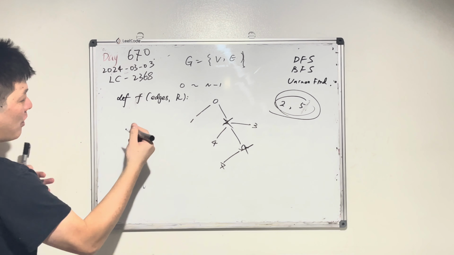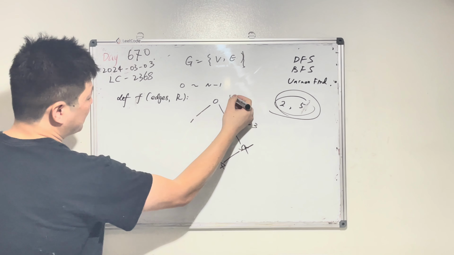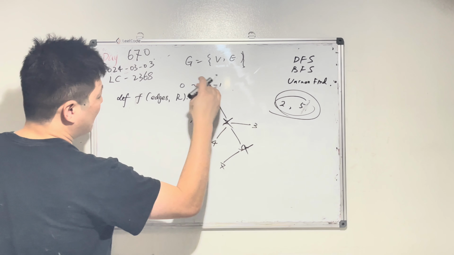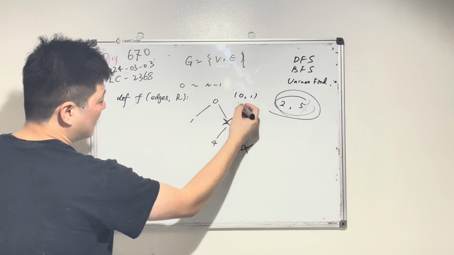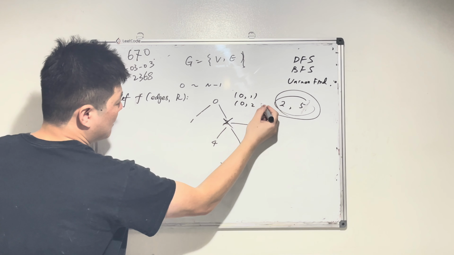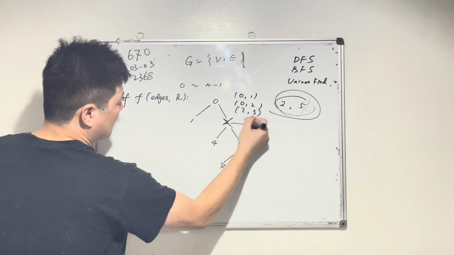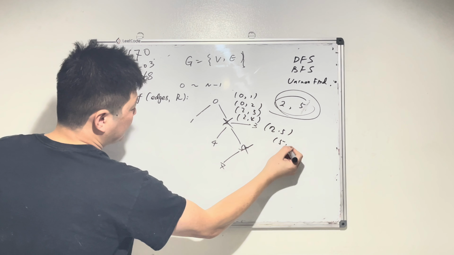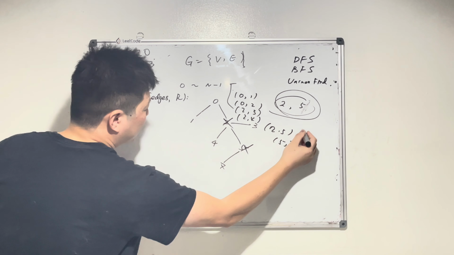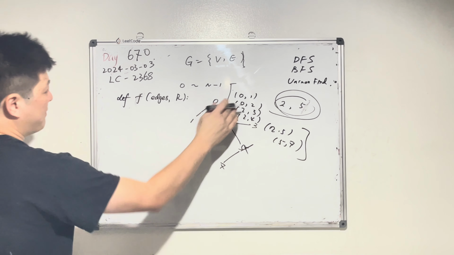So we need to build a graph, right? We're given the edges, which are from-to pairs. It's a list of the nodes from and to, for example, 0, 1 in this graph, 0, 2, 2, 3, 2, 4, 2, 5, and then 5, 7. We are given a list of the edges, from and to, as tuples, okay?